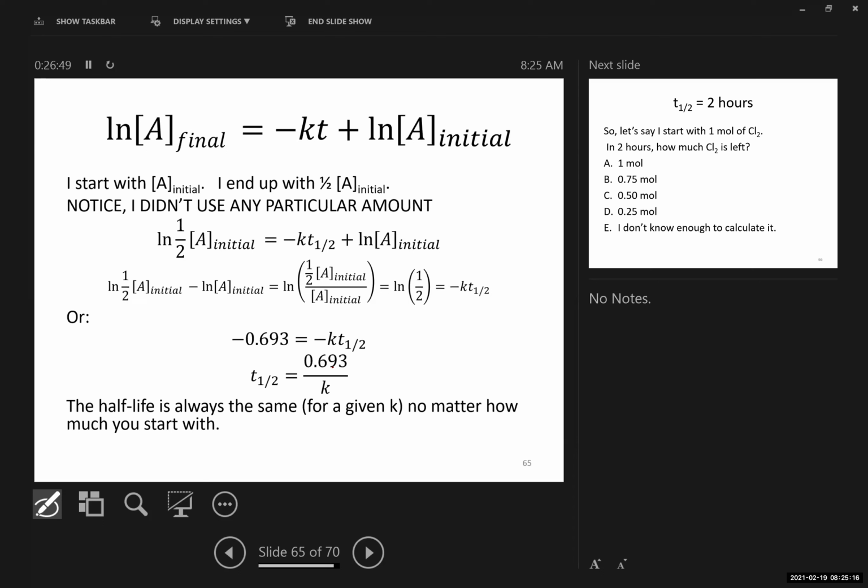Start with 1 billion pounds. After a half-life has passed, you have 500 million. Start with 1 gram. After that same amount of time, you have 0.5 gram. It's in some sense a mathematical oddity. I only bring it up because historically this sometimes gets referenced, almost always just for first order reactions, because of the problem with non-first order reactions.